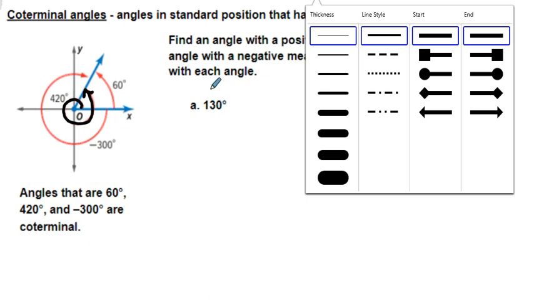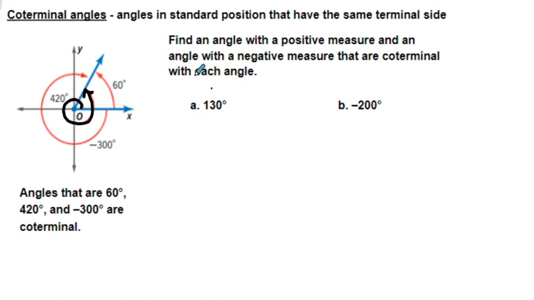So this says find an angle with positive measure and an angle with negative measure that are coterminal with each angle. All right, so for the positive one, this does not make a full rotation, right? So all I have to do is add multiples of 360 to 130. So you go plus 360, and you get 490. So 490 degrees would be my positive angle, right?